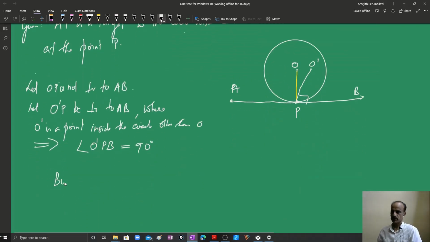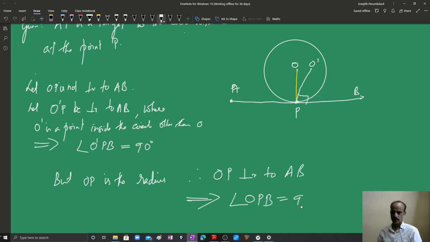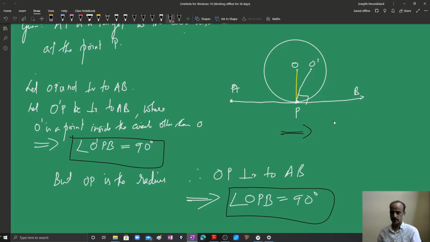But we know that OP is the radius to a circle. Therefore, OP is perpendicular to AB. This implies that angle OPB is equal to 90 degrees. O dash PB is 90 degrees and OPB is 90 degrees. This implies that angle OPB is the same as angle O dash PB, both of them 90 degrees.